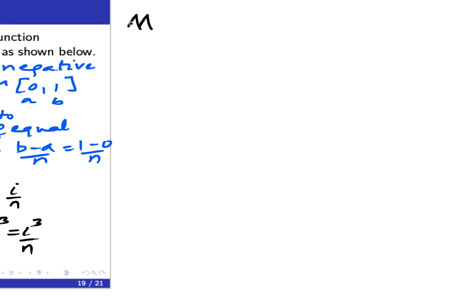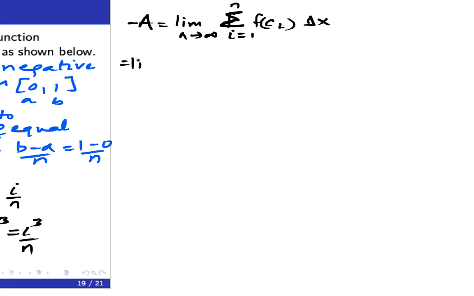So here's the formula. Area is the limit as n tends to infinity of the summation, i from 1 to n, of f of ci delta x. Okay, so limit n tends to infinity. Now the summation remains the same, i from 1 to n. Now f of ci is what? i cubed.